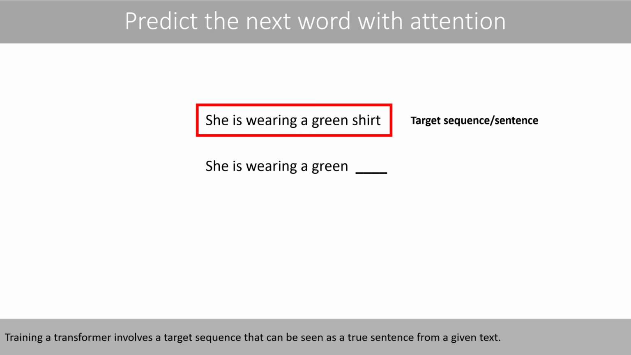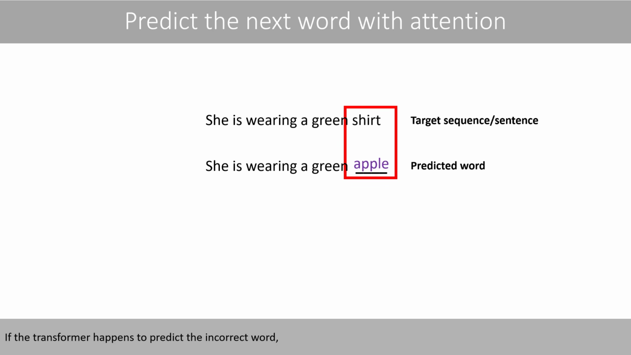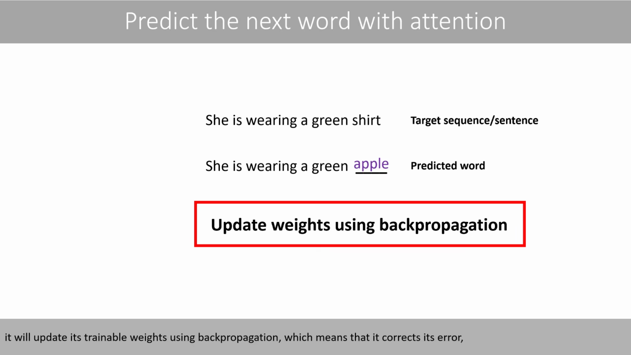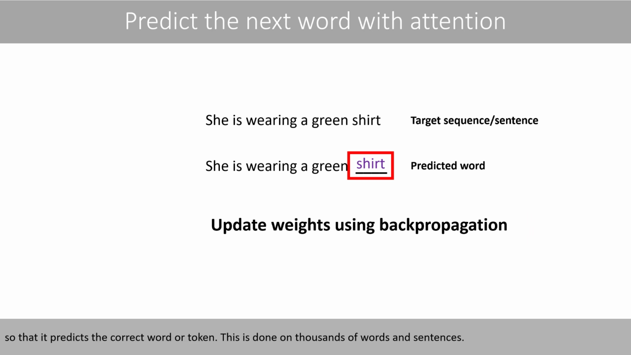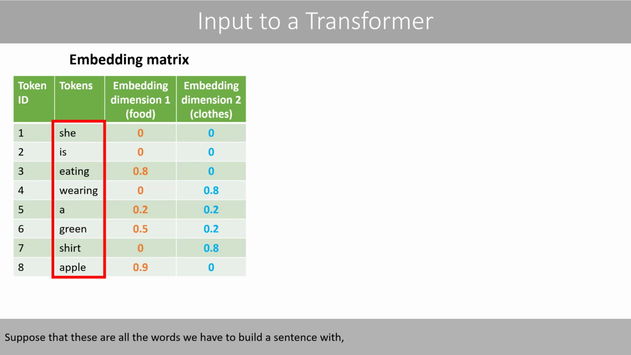Training a transformer involves a target sequence that can be seen as a true sentence from a given text. If the transformer happens to predict the incorrect word, it will update its trainable weights using backpropagation, which means that it corrects its error so that it predicts the correct word or token. This is done on thousands of words and sentences.